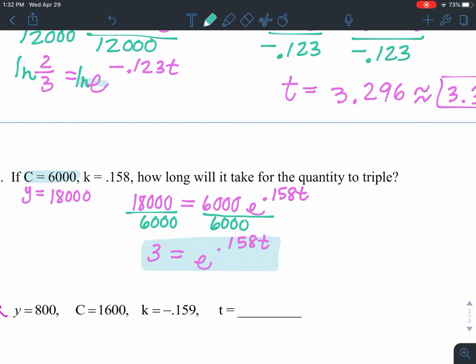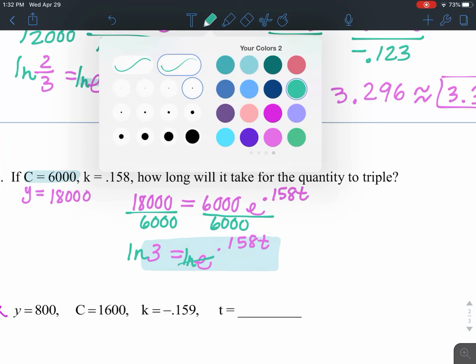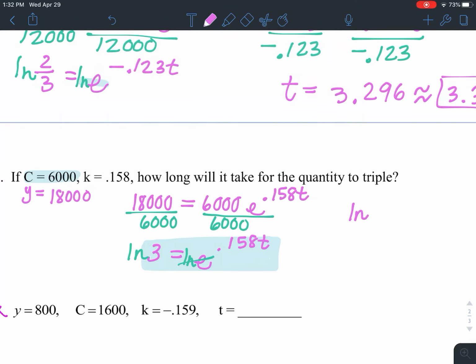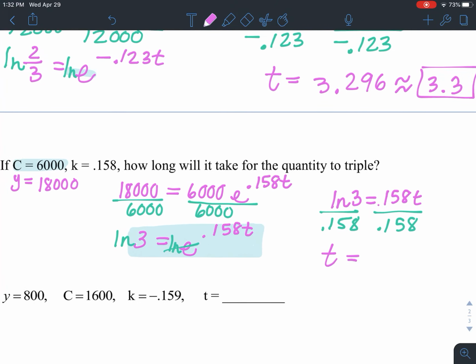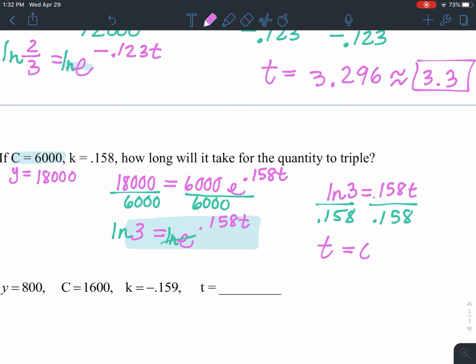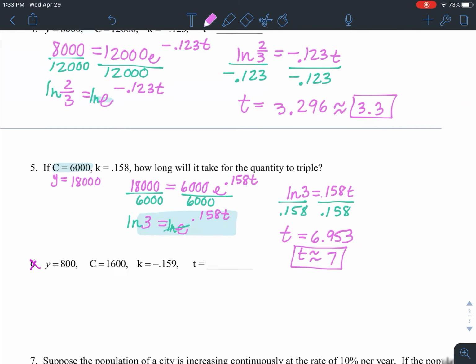Anyway, continuing. Now we need to solve this. We need to solve for our power, so you need to ln both sides. That drops the e. So now we have ln of 3 equals 0.158t. Let's divide both sides by 0.158. Now pause it. Plug that into your calculator. T would be 6.953, or t is approximately 7, whatever our units are.